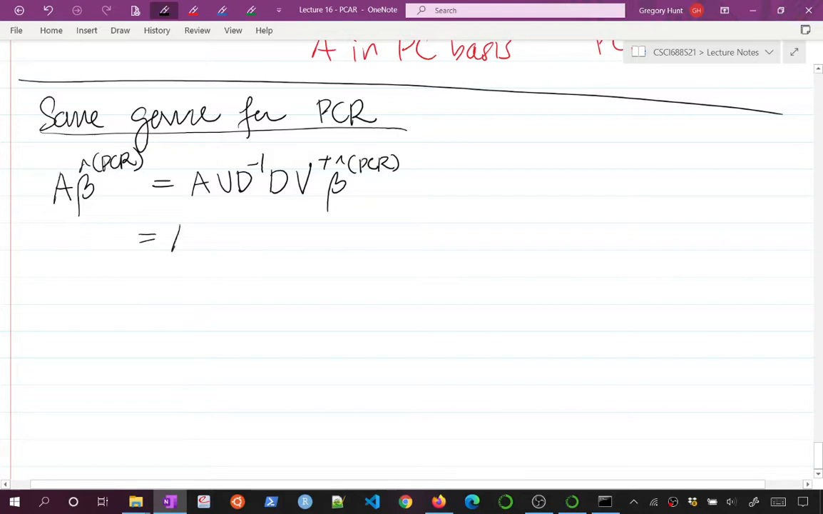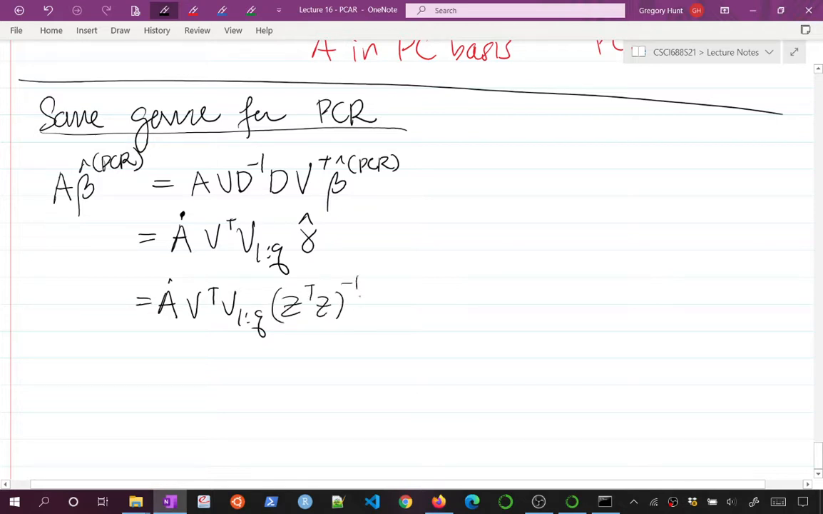And so we call this thing A star, or A dot, and then we get V transpose, and beta hat PCR was V1 to Q times gamma hat for our PCR. So A dot V transpose V1 to Q. And this thing was what? It was Z transpose Z inverse Z transpose Y. I'm going to get a little sloppy with notation here. And then someone calls me out on it, but the general story is true.